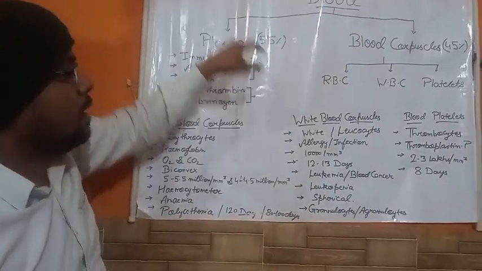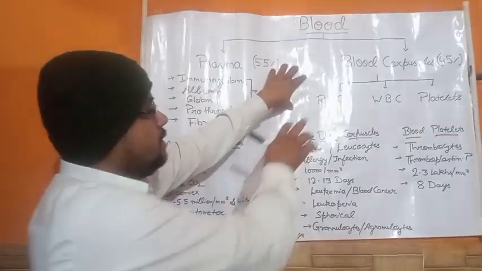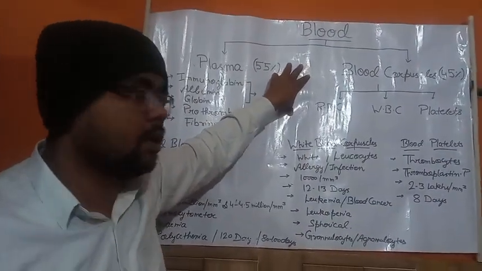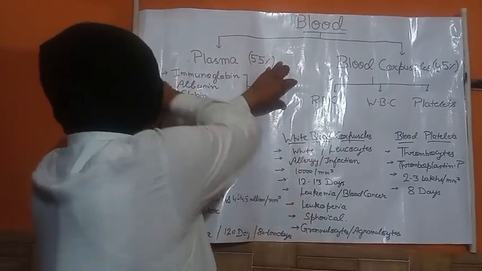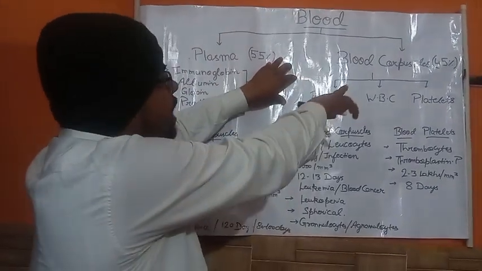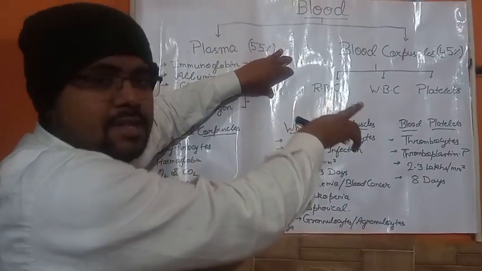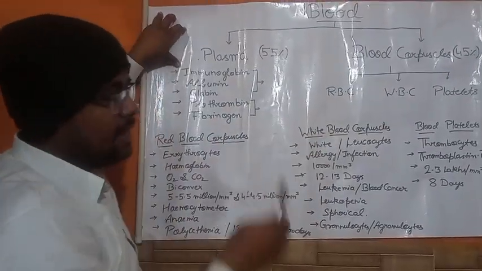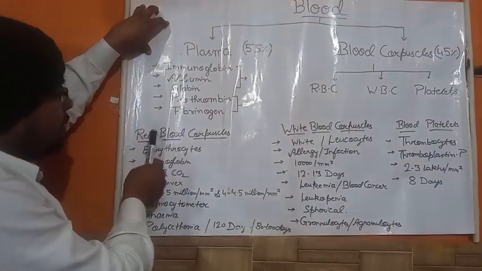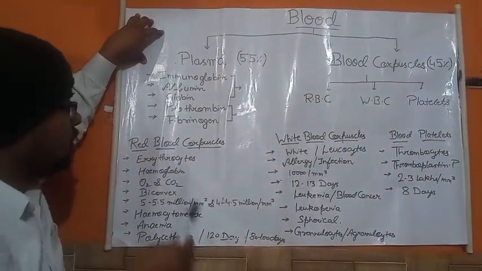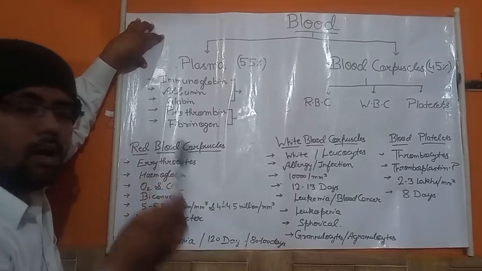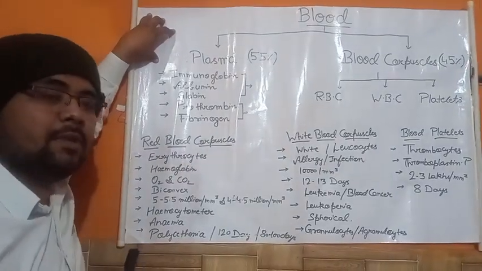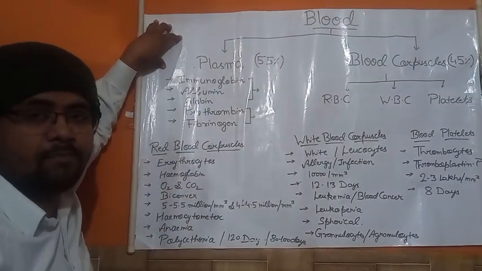Okay, now come to the main part, the blood corpuscles, which are 45% in our body. They are further divided into three groups: RBC, WBC, and blood platelets. What is RBC? The full form of RBC is red blood corpuscles. The scientific name of RBC is erythrocyte.